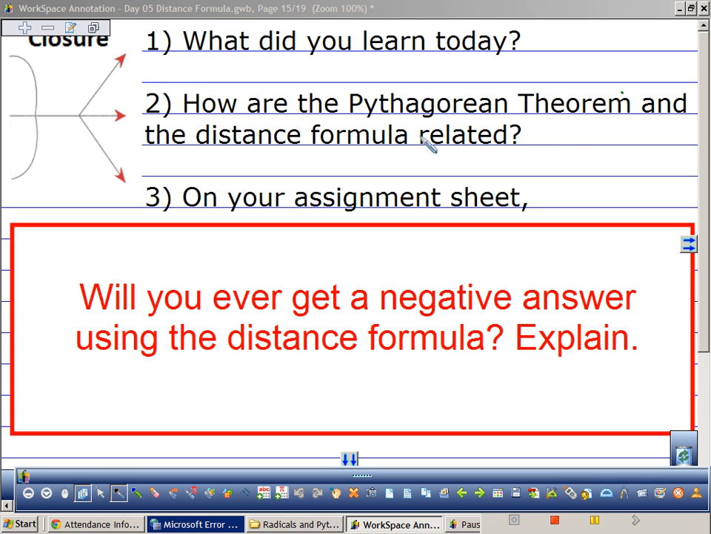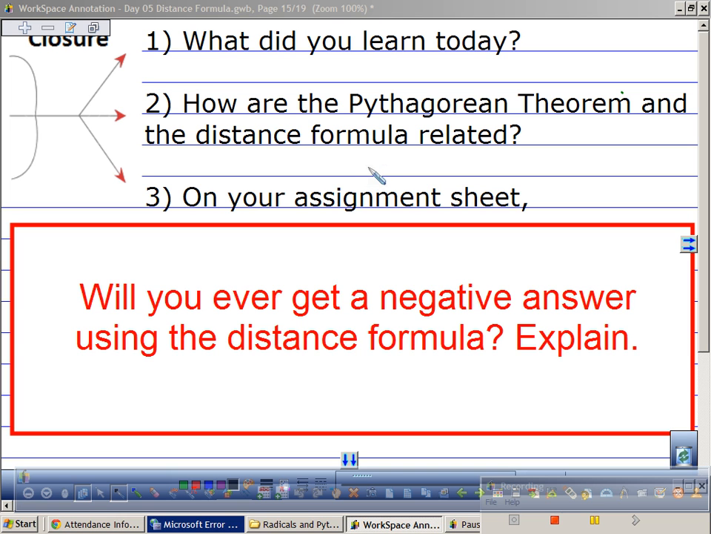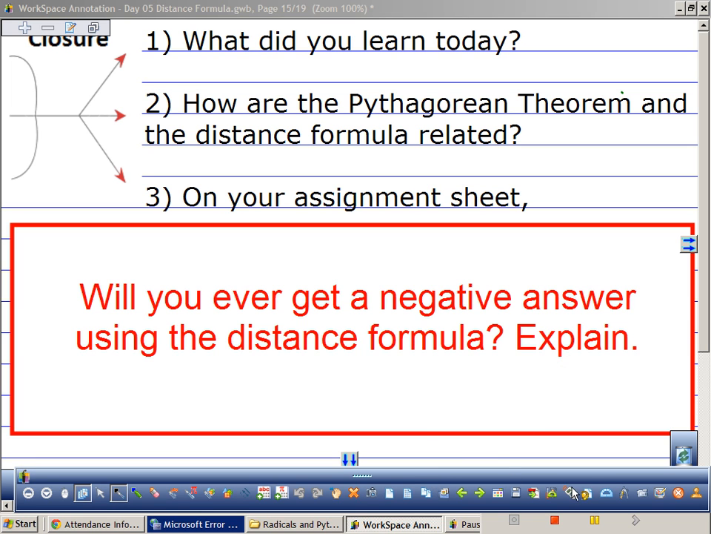How are the Pythagorean theorem and the distance formula related? They both use the change in y and the change in x. Just one of them you're counting and one of them you're using a subtraction method. Same thing. Will you ever get a negative answer using the distance formula? No. Explain. Because you always square it. Good job, guys.